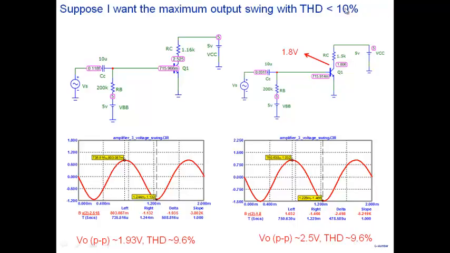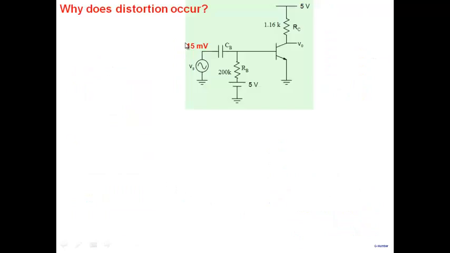If I'm interested in 10% distortion, less than that, 2.5 in the middle gives you only 1.93. Biasing at 1.8 gives you 2.5 volt swing. So it gives you better. 1.8 volt gives you better, not the one in the middle. Okay? So that's not true. Don't think that biasing in the middle is the best way of biasing that is there here. That was a simplistic picture.